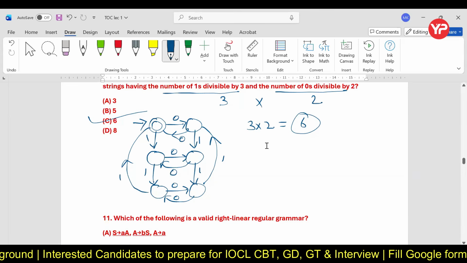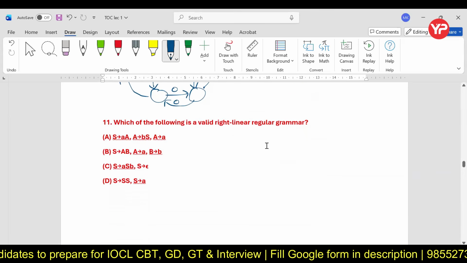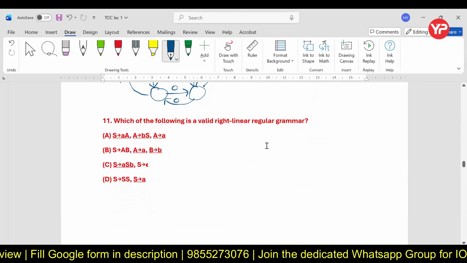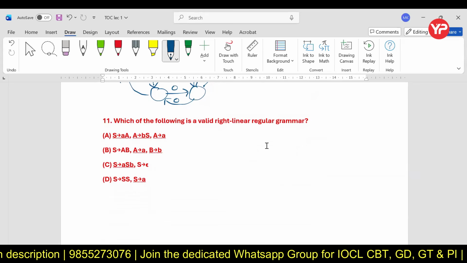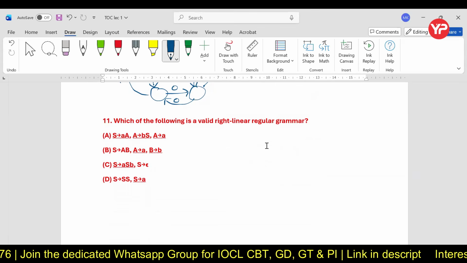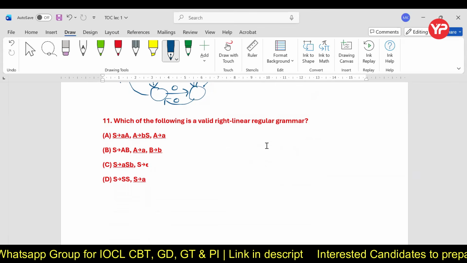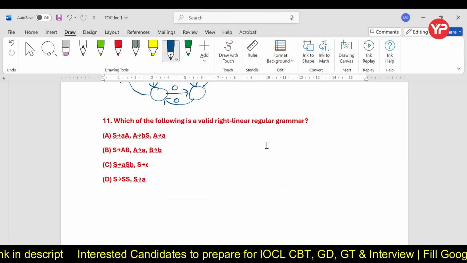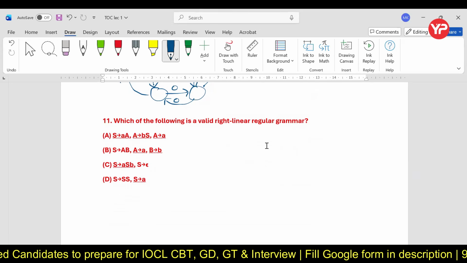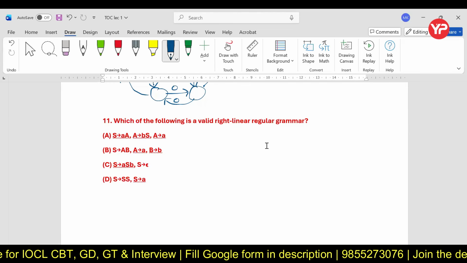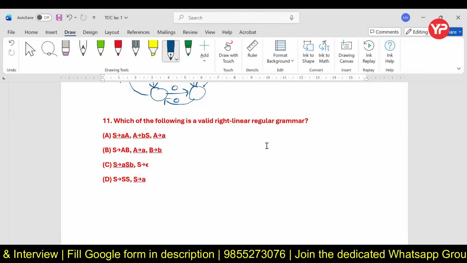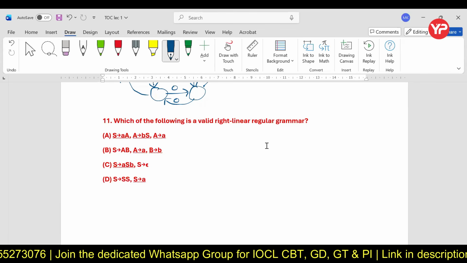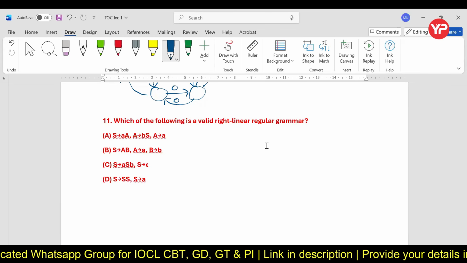Fine. Right. Let's go with some questions related to the grammar. Which of the following is a valid right linear grammar? Very important problem. Right linear grammar. That means we are talking about regular grammar. Can you tell me what is the format or syntax of regular grammar? And then in the regular grammar, we have one format that is called right linear regular grammar. Tell me which syntax is the right one.